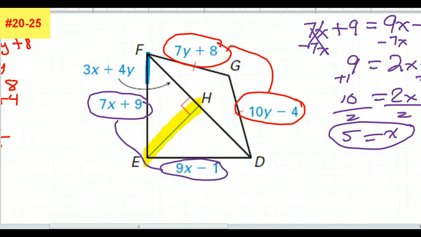Okay? EF is right here in blue. What's the expression that we have for EF? 7x plus 9. So let's use that. EF, follow it with me. EF is 7x plus 9.